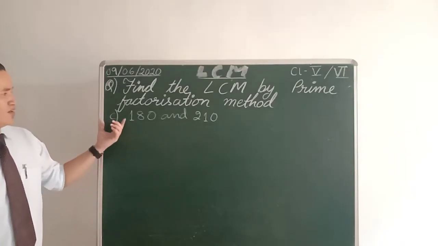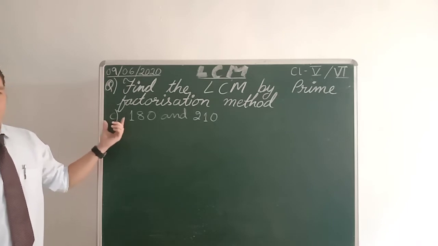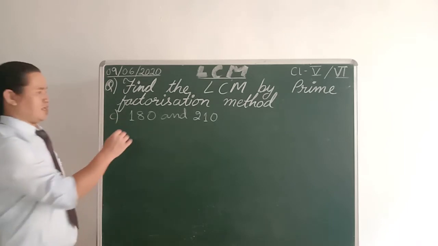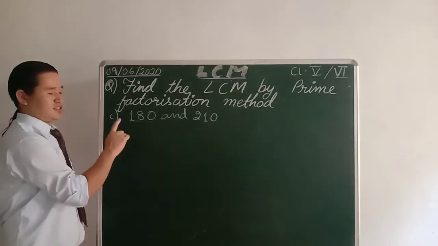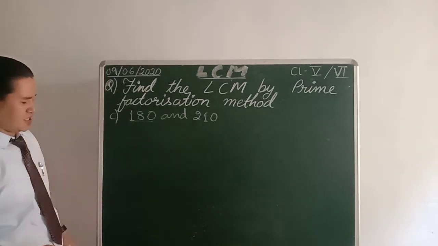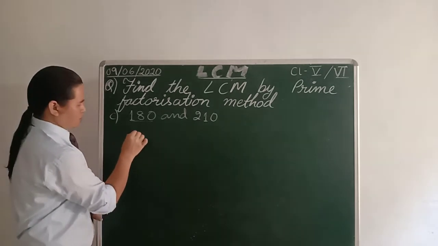Okay, see here, again I am giving you number C also. Why am I giving you this? Because sometimes you will get 3-digit numbers also. In the previous A and B I gave you only 2-digit numbers, but here you will get a 3-digit number. So you will follow a similar method.